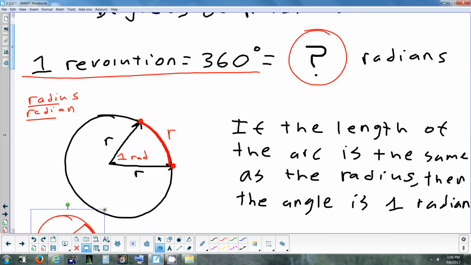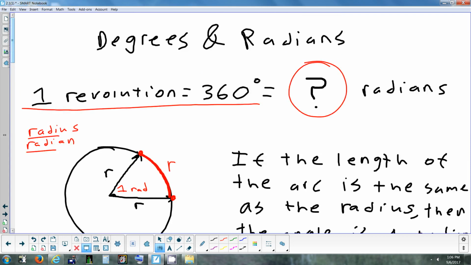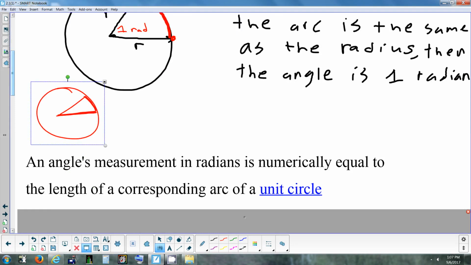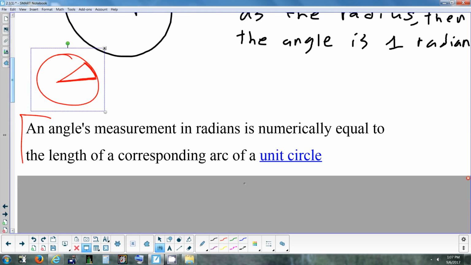All right. So in order to figure out that question mark, I have to give you something to work with. So I'm going to give you this fact. Okay, you just have to trust me that that fact is true. And it says an angle's measurement in radians is numerically equal, or is the same, as the length of the corresponding arc on a unit circle.